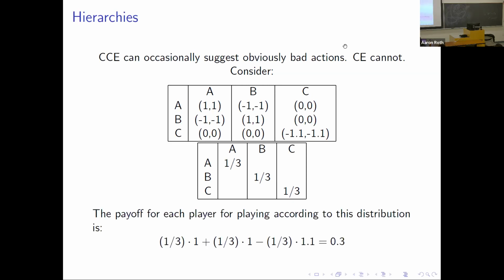On the other hand, it is a coarse correlated equilibrium because suppose I opt into the randomness. I'm getting gains from the coordination here. 2/3 of the time, the coordination is actually helping me. It's only a third of the time that the coordination is hurting me. So if I opt in, 2/3 of the time I benefit from the coordination. A third of the time I get payoff 1. Another third of the time I get payoff 1. The last third of the time, I kind of got screwed over. I get payoff minus 1.1, but still, on average, my payoff's pretty good. It's 0.3.